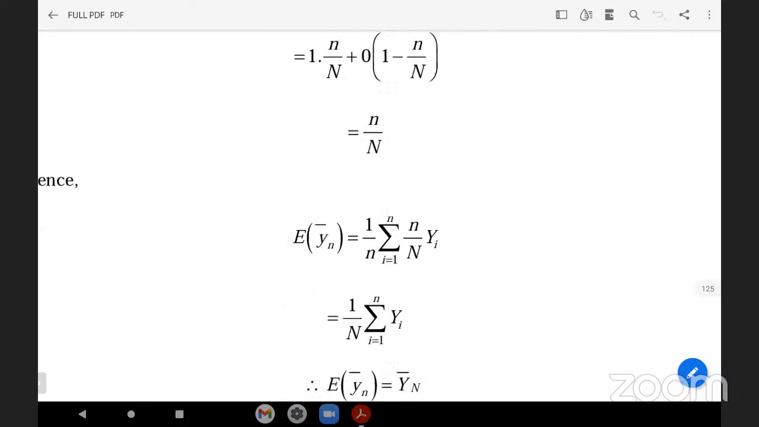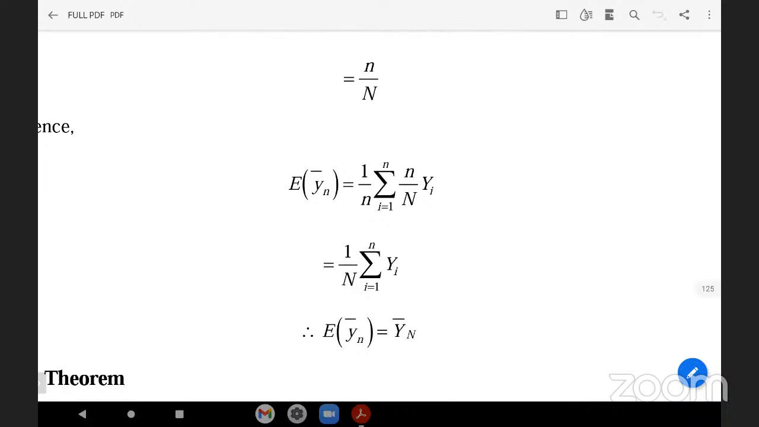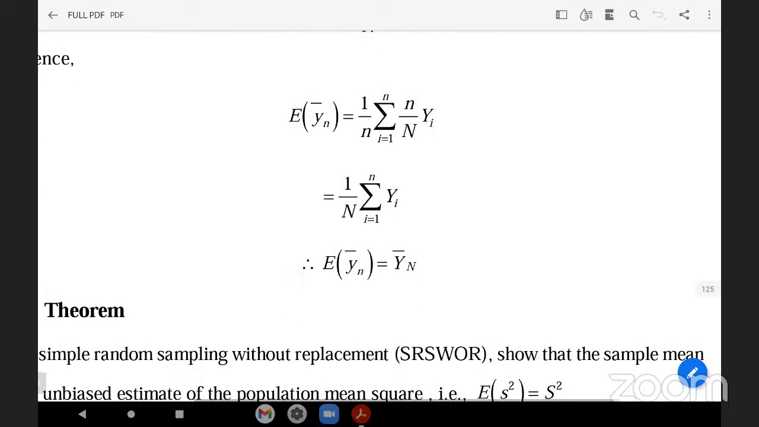Next, coming to E of ȳn equal to summation, here I substitute ai as n by capital N into yi. So the n's cancel, and 1 by capital N I will take out of the summation because it is a constant. Summation yi by N is called ȳ, the population mean. So E of ȳn equal to ȳ.